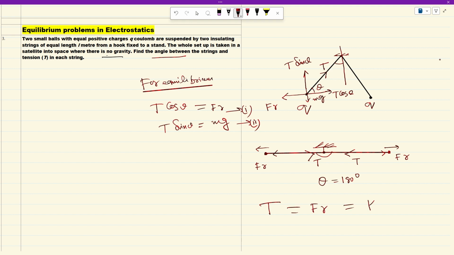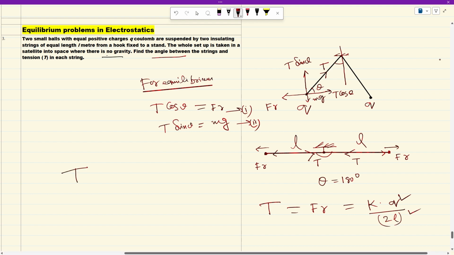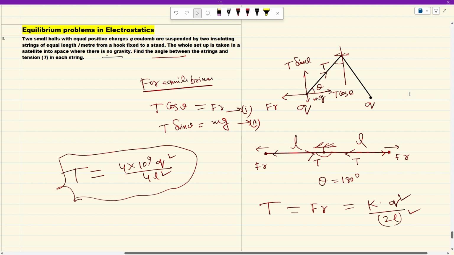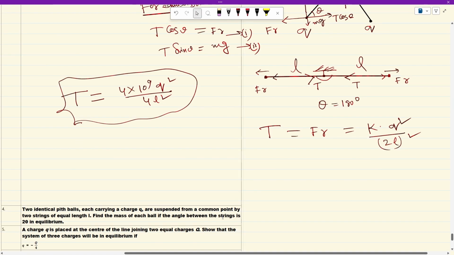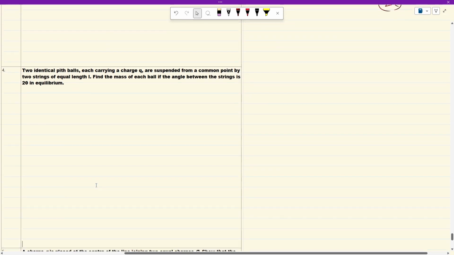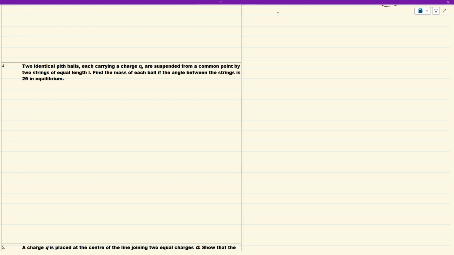Fr is what? K into Q squared by, L meter is this distance, this one also L. Total length is 2L. So we can get the tension by putting the values of K, Q and 2L. That is 4 into 10 to the power 9, I remind you once more, by 4L square. This is going to be the value of tension in this case. You don't be tense, please, because these kinds of questions are very common. You have to learn it to master the sums given in electrostatics. Let us see the next question.